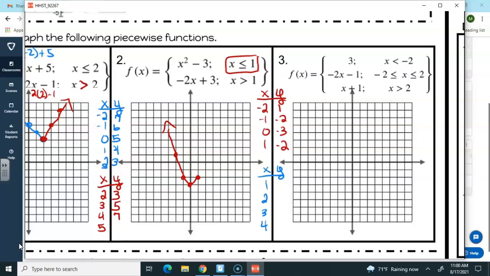So when I plug 1 in, or I put it in my graphing calculator, that's -2 plus 3, that gives me 1. I put 2 in, I get -1, 3 in, I get -3, and 4, I get -5. So at (1, 1), that's going to be an open circle. (2, -1), (3, -3), and (4, -5).